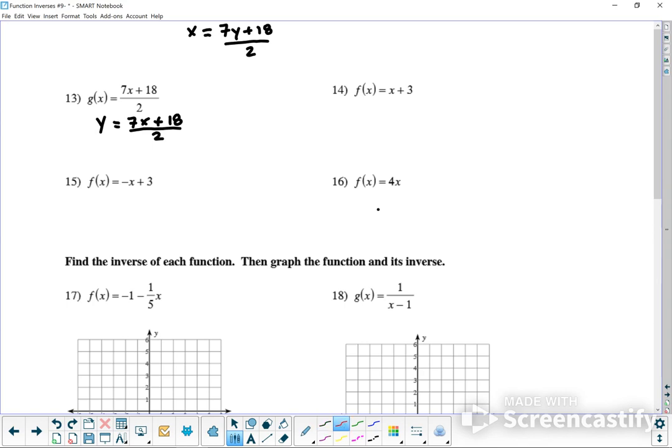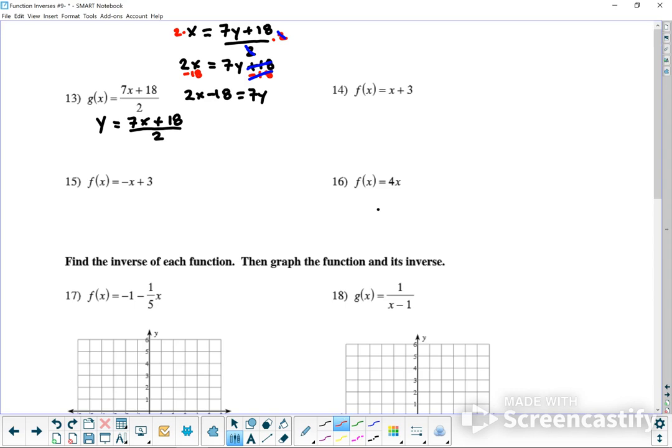That means you got to get rid of that 2 by multiplying by 2, and you will have 2x equals 7y plus 18. Keep going with that. You go ahead and subtract 18. Of course, you can't put 2x and a negative 18 together, so the best thing you can do is write them next to each other. So you have 2x minus 18 equals 7y.